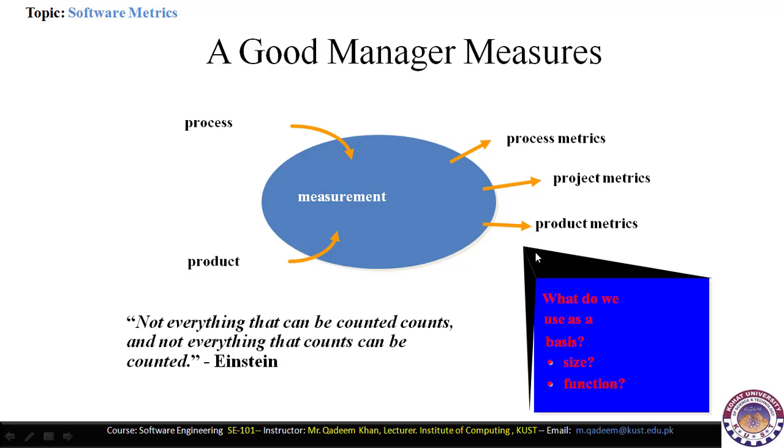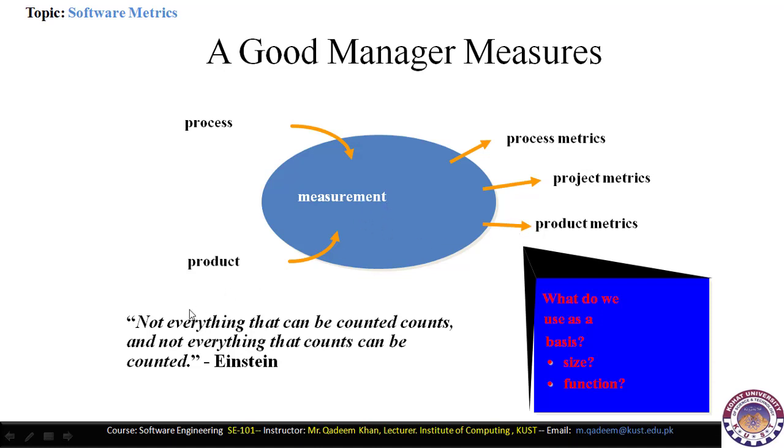So we produce three different types of metrics after measurements. Here what we use as a basis is the size or the function. For example, we are measuring the size or the functions of a product. So two inputs will create three different outputs after measurement.